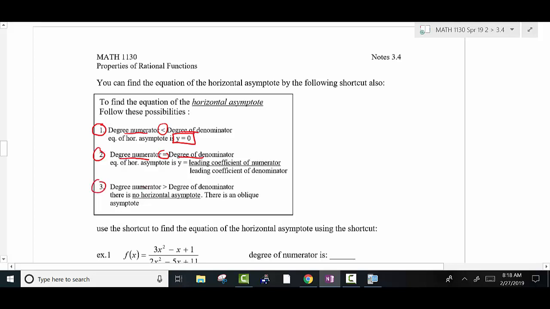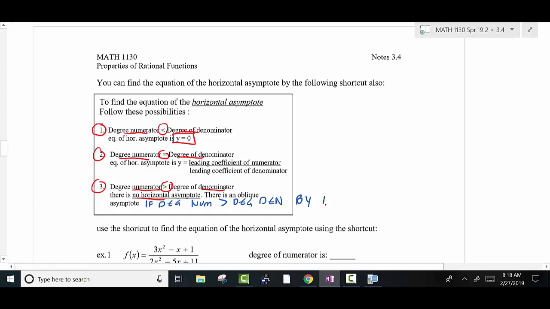This would be if the degree of the numerator is larger than the degree of the denominator, then there is no horizontal asymptote. Now, there's one thing I do want you to add on this. I thought I added this on here, but you need to. There is an oblique asymptote if, and you need to write this on here, if the degree of the numerator is greater than the degree of the denominator by 1. It's got to be 1 bigger.